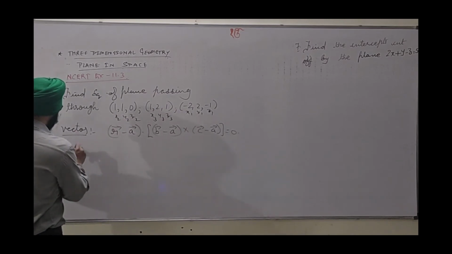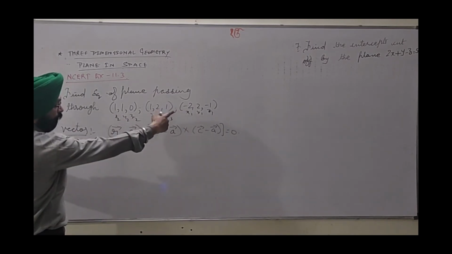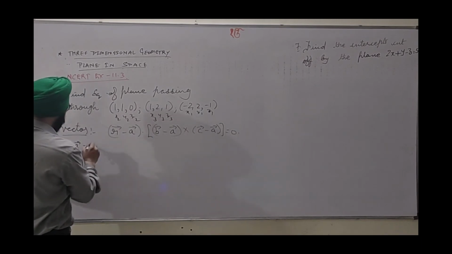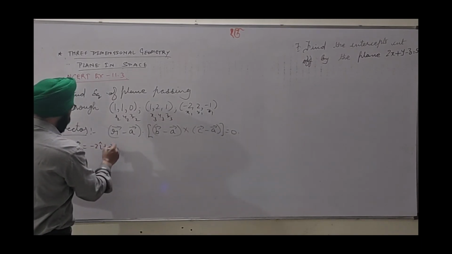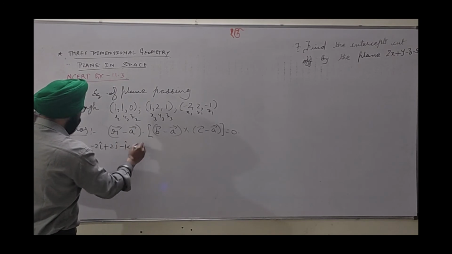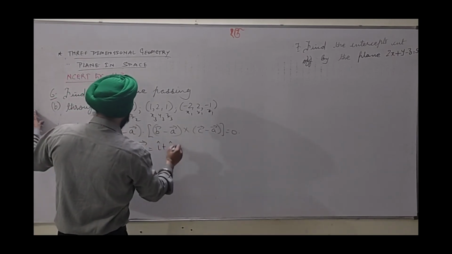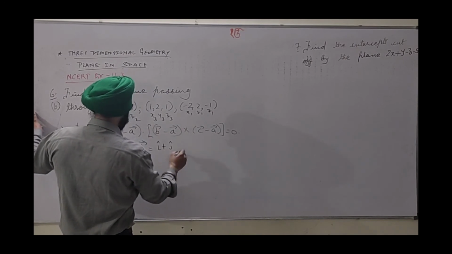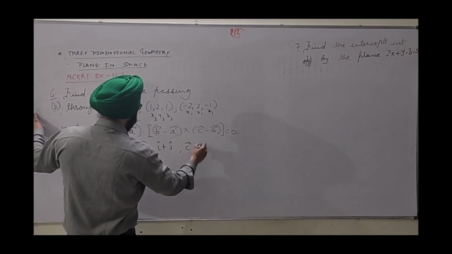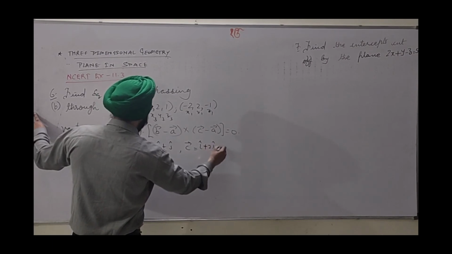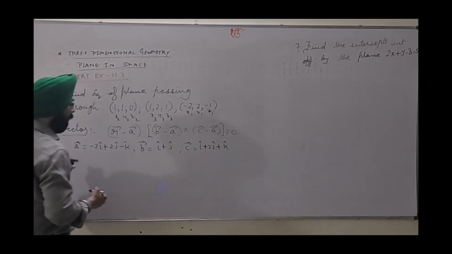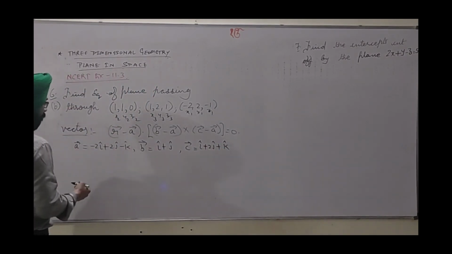Here A vector, according to the points we have taken, will be minus 2i plus 2j minus k. B vector is 1i plus 1j and 0k. C vector is 1i plus 2j plus 1k. Okay. Now b minus a we will find first of all.